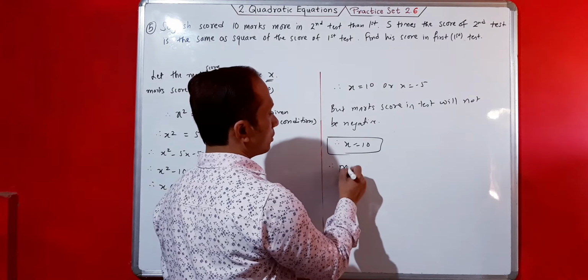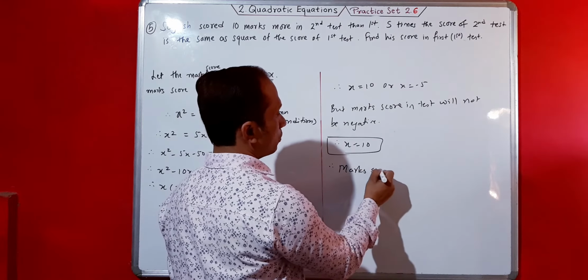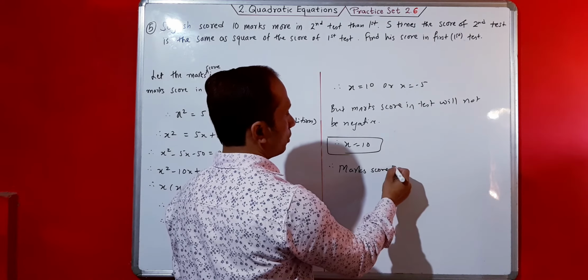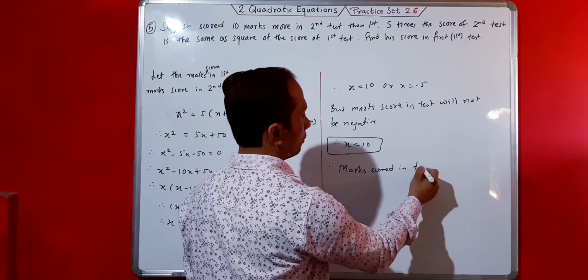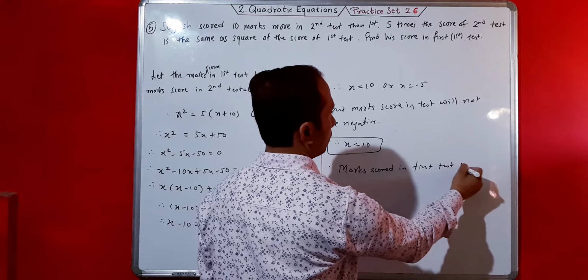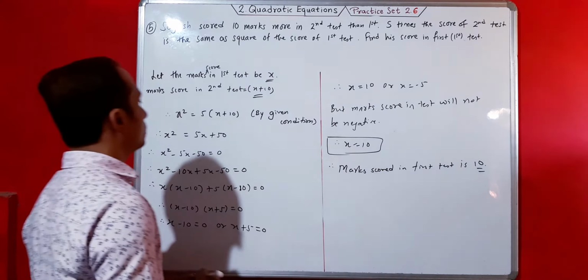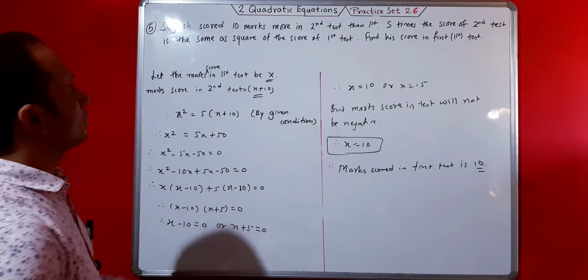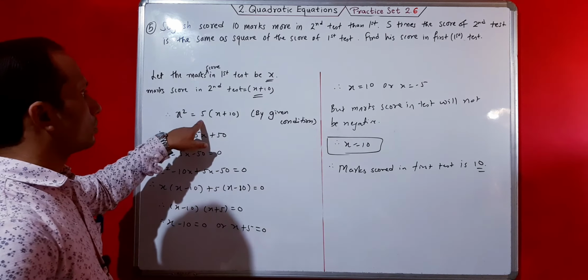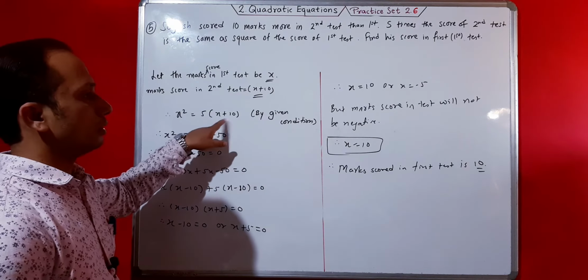Therefore marks score in first test is 10. Okay, so these are the marks scored in the first test. And second test you will write 5 times. Okay, 5 into 10 plus 10, it is 20.